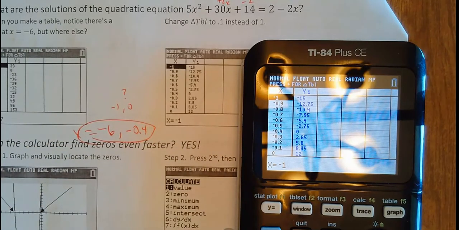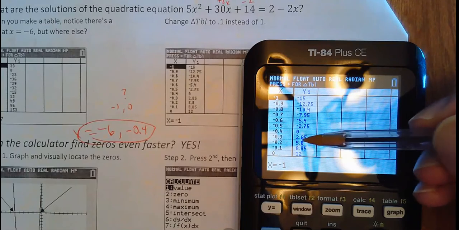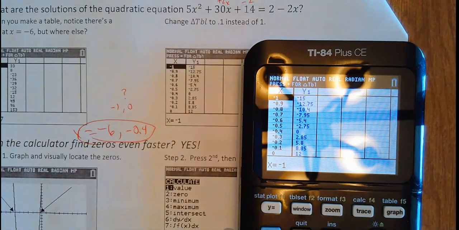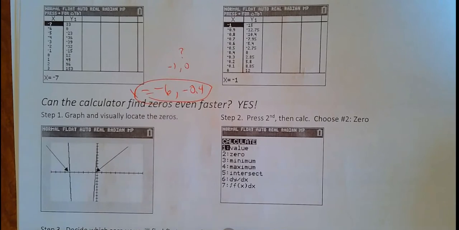There's my two answers. Now that took a little bit of time, right? That wasn't very much fun to have to guess. And what if it was even between one of those? What if it went from negative to positive but never hit 0 in the y column? That means it was hidden even further in, and I'd have to do even smaller changes. But the cool thing here is, can the calculator find the zeros even faster? And the awesome thing is, yes, it can. Okay, so it can do it for us.